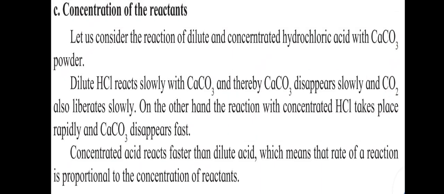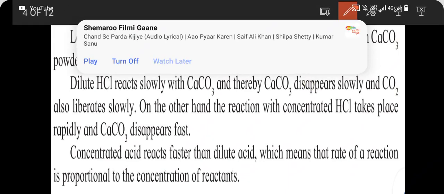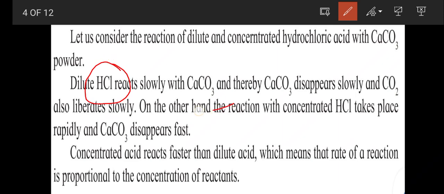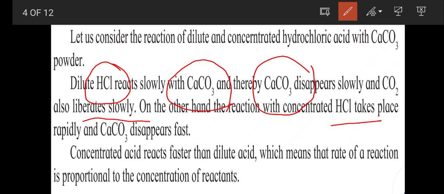Next is the concentration of the reactant. For example, let us consider the reaction of dilute and concentrated hydrochloric acid with CaCO3. Dilute HCl reacts slowly with CaCO3, and CaCO3 disappears slowly, and CO2 is also liberated slowly. On the other hand, the reaction with concentrated HCl takes place rapidly. The concentrated acid reacts faster than the dilute acid. It means the rate of reaction depends upon the concentration.